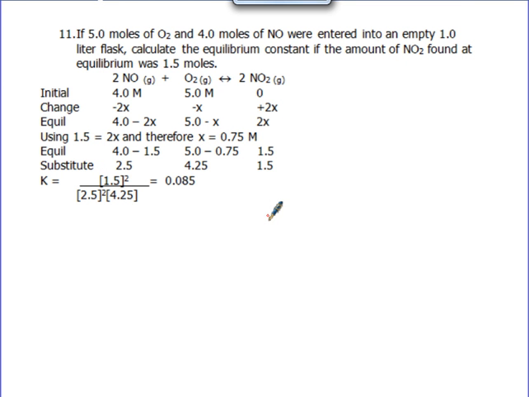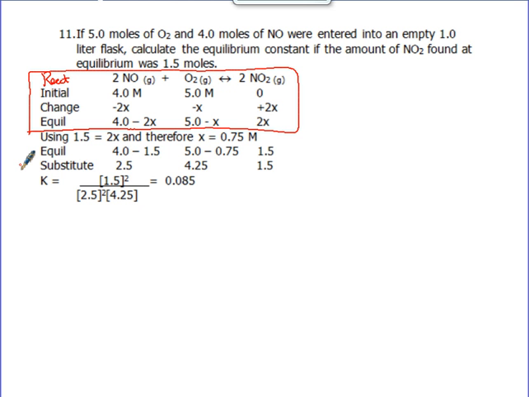So when you first see this, it looks like it's going to be the same type of problem. Here's the reaction, initial, change, equilibrium. Let's just focus up here on the first set of data. With 5 moles of oxygen and 4 moles of nitrogen monoxide entered into a 1 liter empty flask. So 5 moles of oxygen, 1 liter.